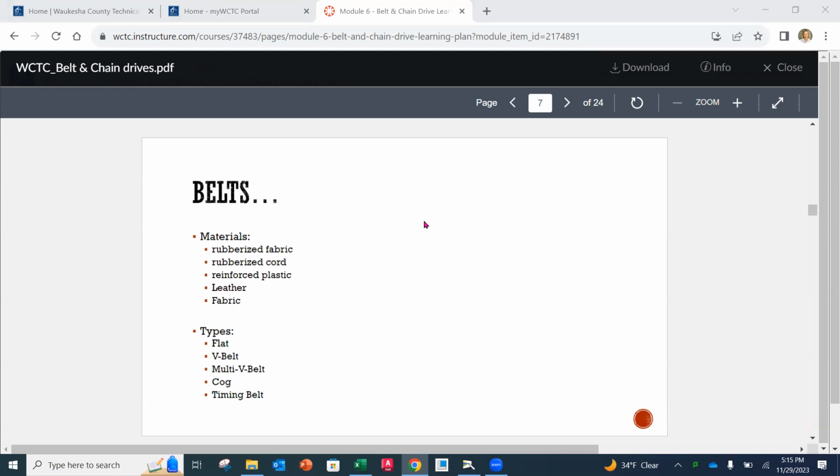Oh, CVTs. What's a CVT? Oh, a continuously variable transmission. What was that? Oh, yeah, that's right. Okay, thank you, Evan. Good.